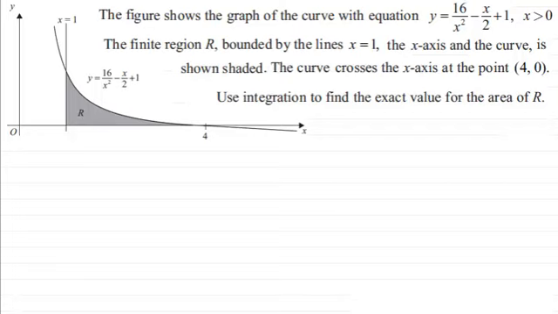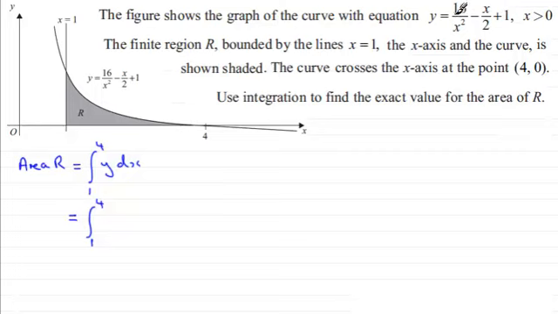Okay, so to work out the area of that region R, it's always going to equal the integral of your graph. This is y in this case, with respect to x, going between your limits x equals 1 to x equals 4. So just mark those in there. I've got to integrate 16 over x squared minus x over 2 plus 1 between x values 1 and 4.